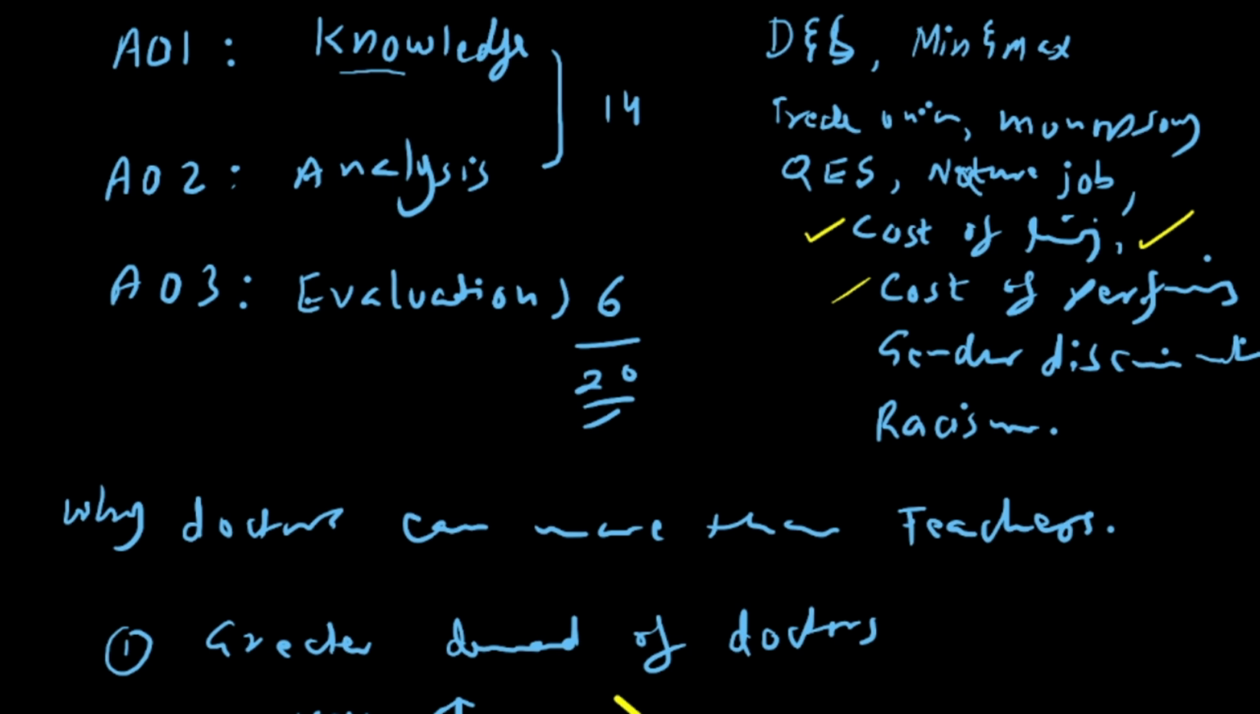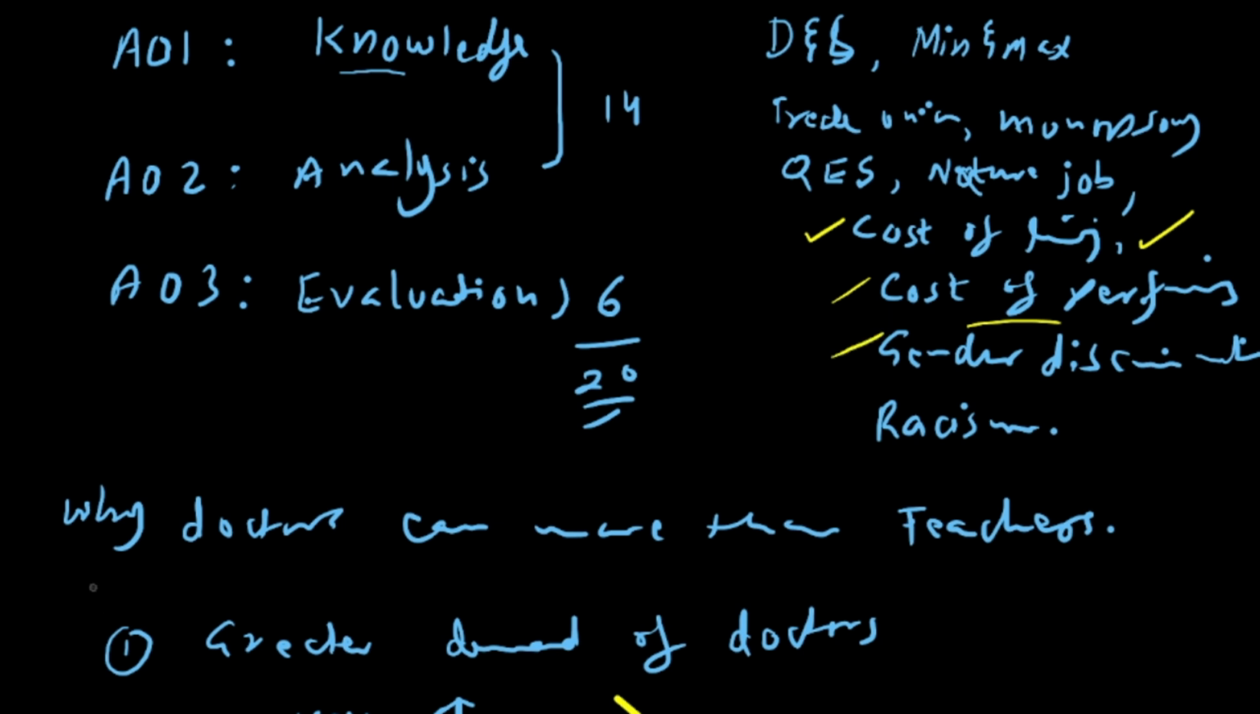Cost of performing the job: if teachers have to pay huge costs, maybe transportation cost or housing cost or other costs for performing these jobs, or more fuel cost as compared to the doctor, then definitely the situation will be different, because teachers will be earning more than the doctors.